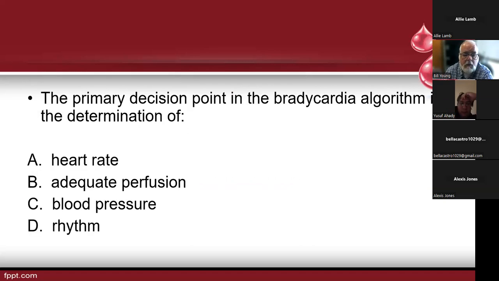Yusuf, the primary decision point in the bradycardia algorithm is the determination of A, heart rate, B, adequate perfusion, C, blood pressure, or D, rhythm.